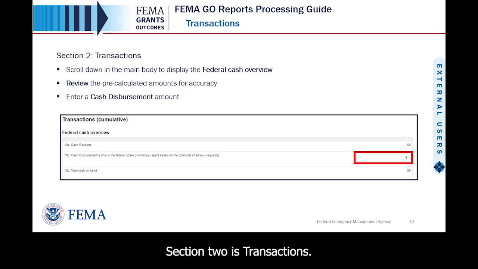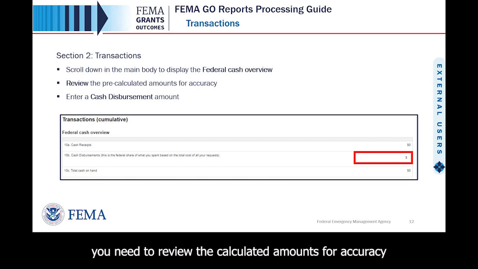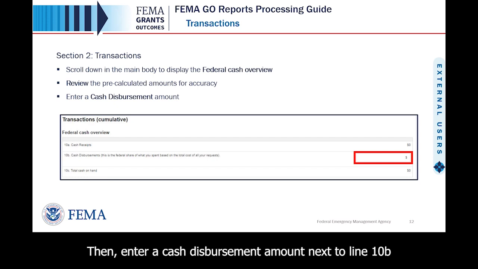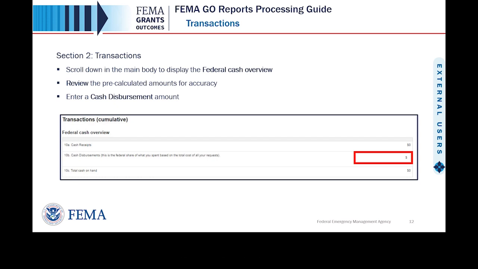Section 2 is Transactions. If you scroll down in the main body, it will display the Federal Cash Overview under Transactions. In this section, you need to review the calculated amounts for accuracy next to line 10A and 10C. Then, enter a cash disbursement amount next to line 10B in the main body. Fields 10A and 10C are pre-calculated by the system.